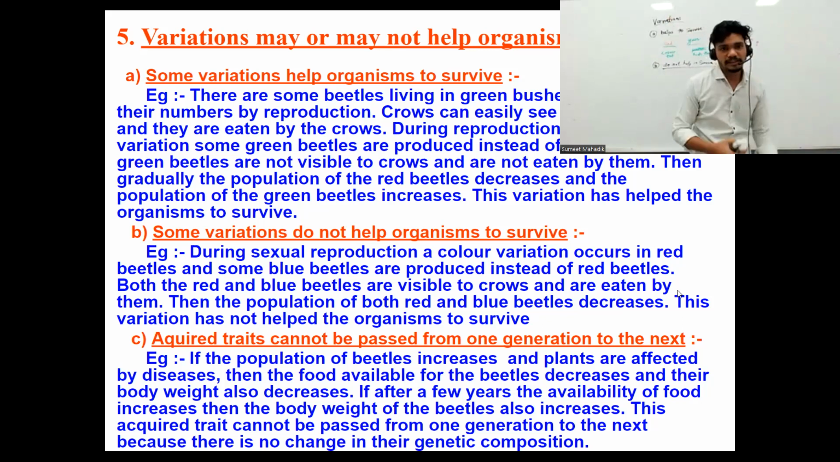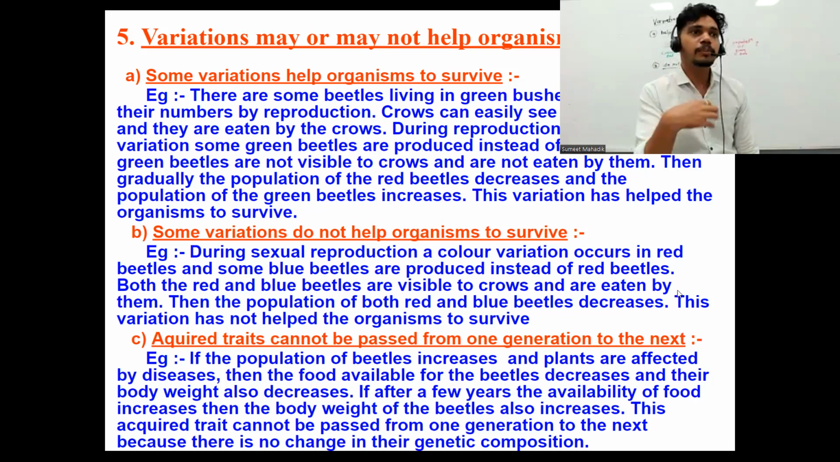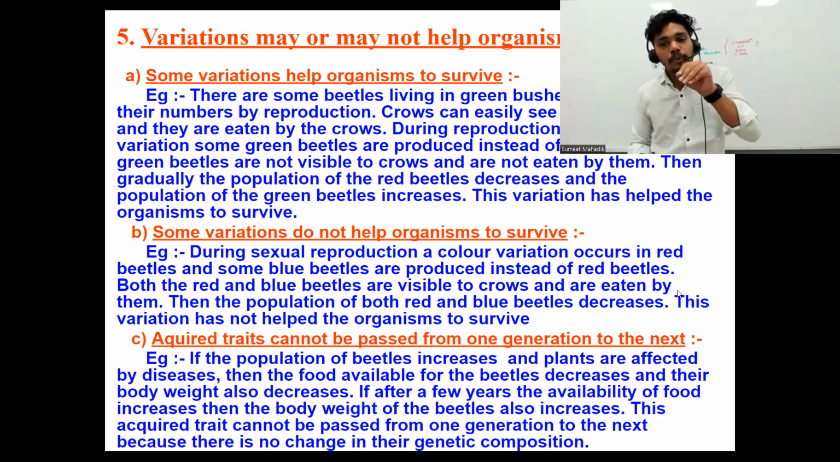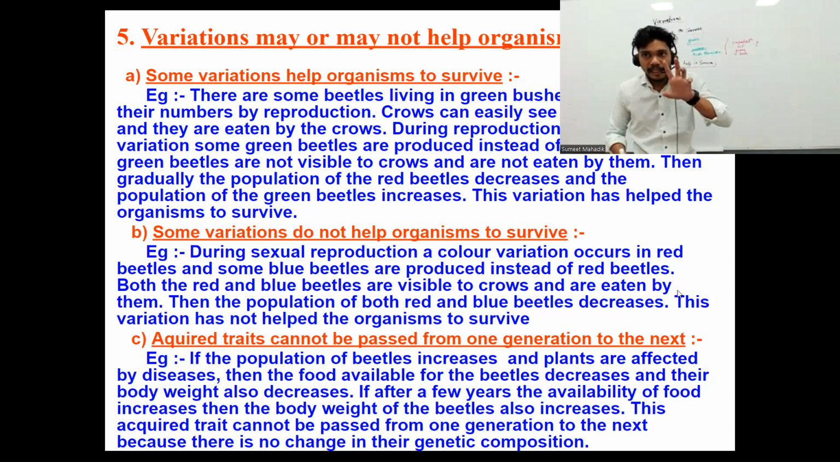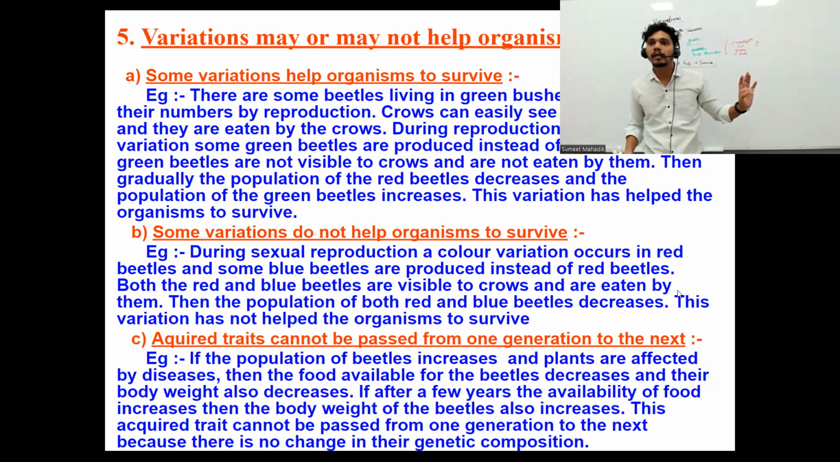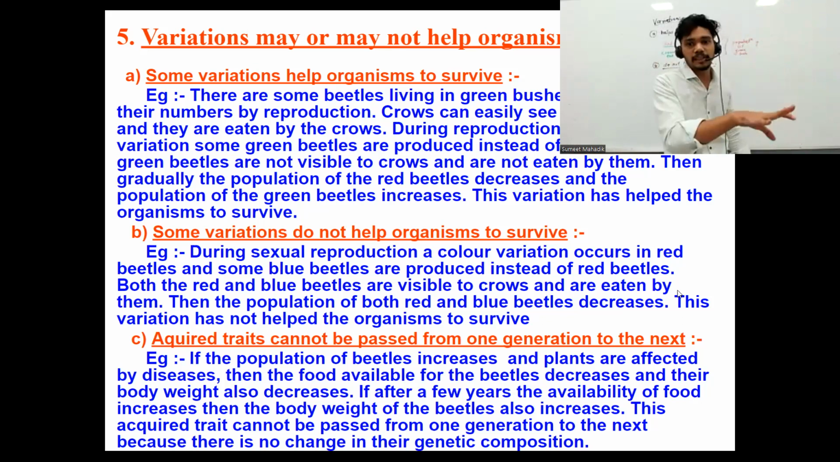Blue, what about the blue? Let's see. Okay, so blue beetles are produced instead of the red beetles. Now, which is being produced in the red beetle right now? Blue color. Both the red and blue beetles are visible to the crows right now. So instead of the population being protected, now the population is not well protected. Why? The crows easily identify them. Okay, so only green survived here.